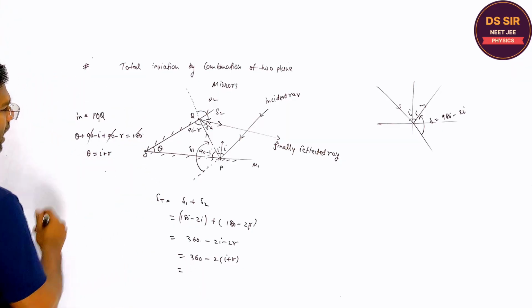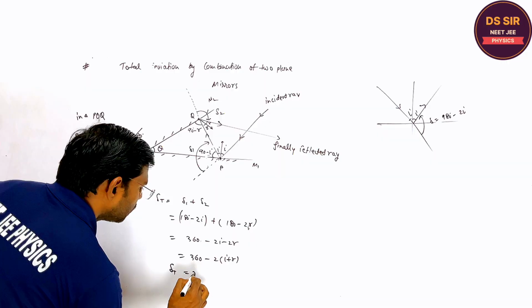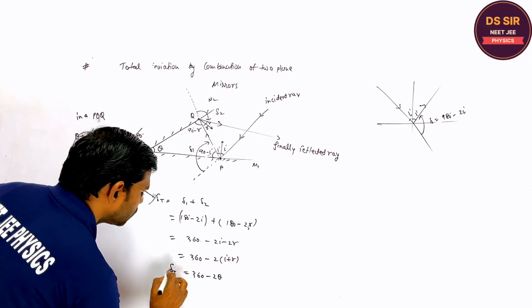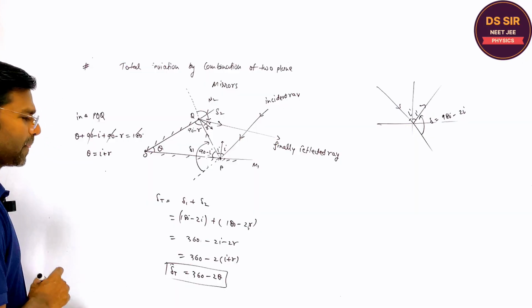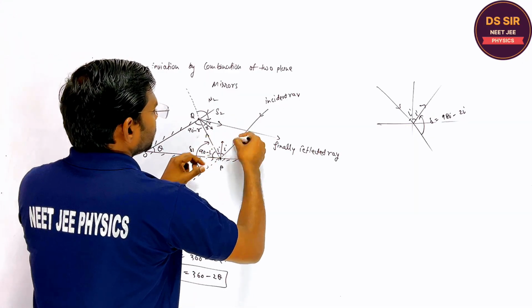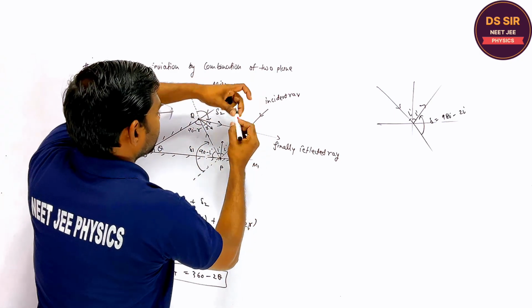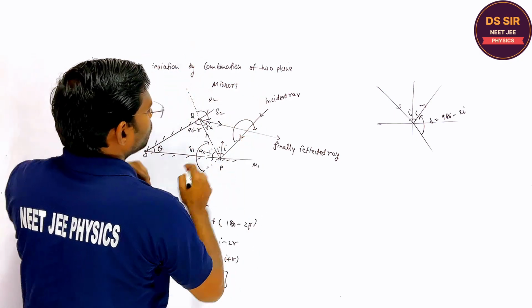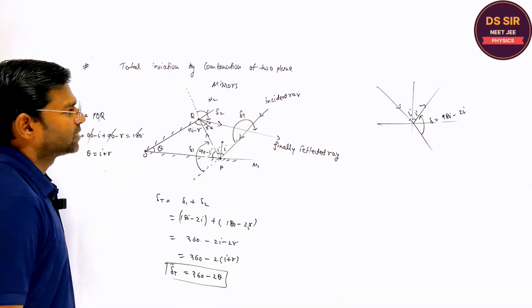From here, I plus R is equal to theta. So the total deviation is 360 degrees minus 2 theta. You have to remember this. And the important thing: this is the deviation, between the incident ray and the reflected ray. This is the total deviation. Is it clear or not?